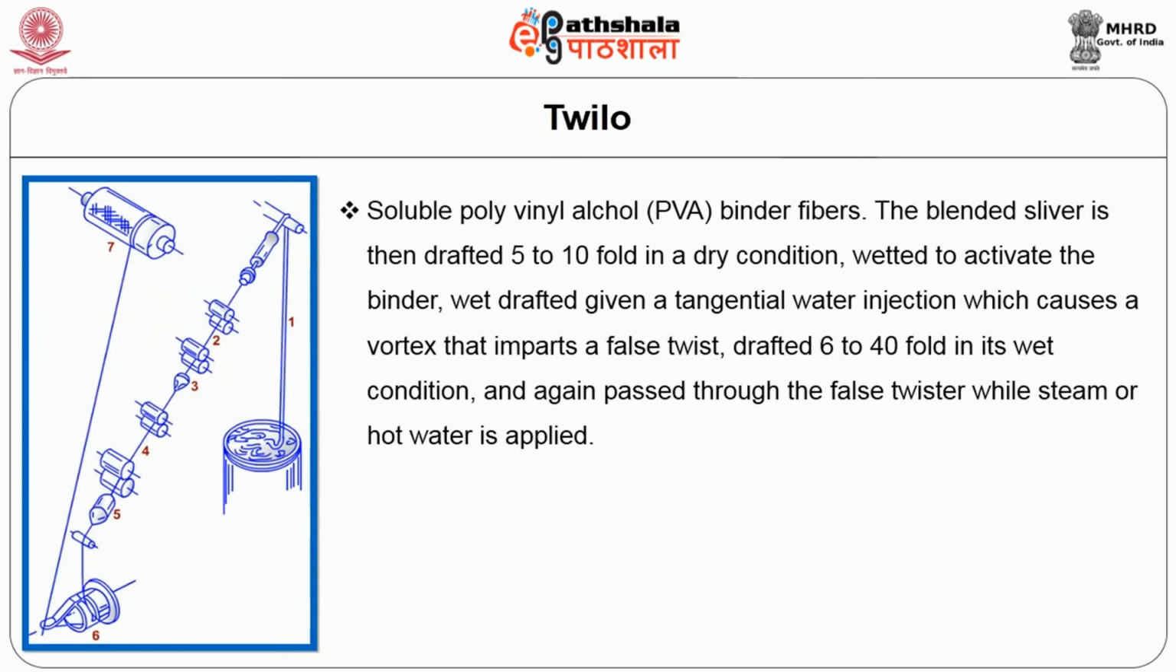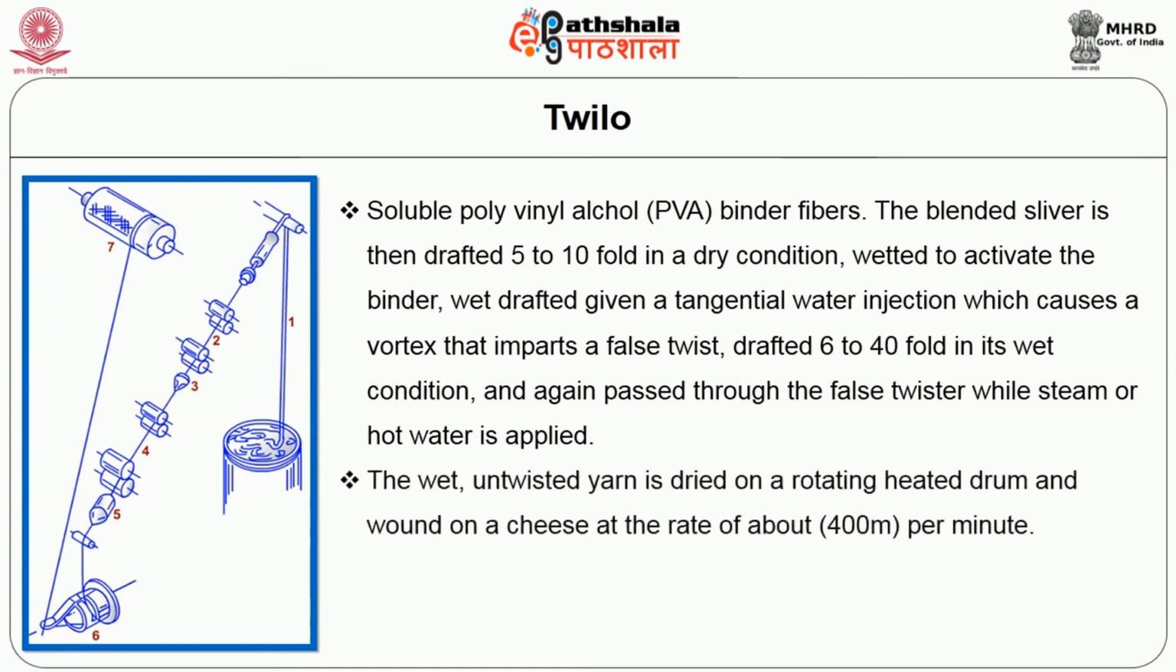The blended sliver is then drafted 5 to 10 fold in a dry condition, wetted to activate the binder, wet drafted, and given a tangential water injection which causes a vortex that imparts a false twist. It is drafted 6 to 40 fold in its wet condition, and again passed through the false twister while steam or hot water is applied. The wet untwisted yarn is dried on a rotating heated drum and wound on a cheese at a rate of about 400 meters per minute.